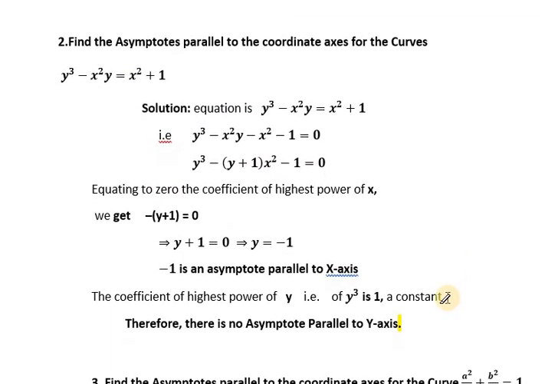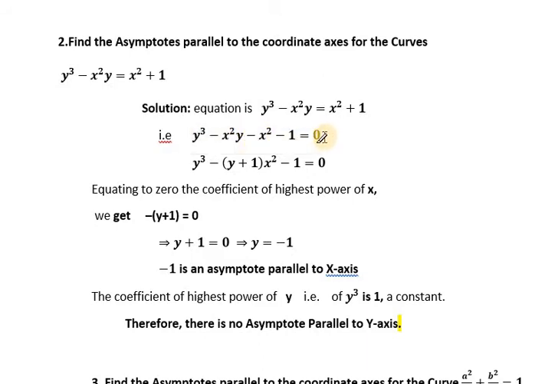Then we will take up another problem. Find the asymptotes parallel to the coordinate axis for the curve y cube minus x square into y is equal to x square plus 1. Solution. Let us take the given equation, that is y cube minus x square y is equal to x square plus 1. Transfer the terms to LHS. So we get y cube minus x square y minus x square minus 1 is equal to 0.